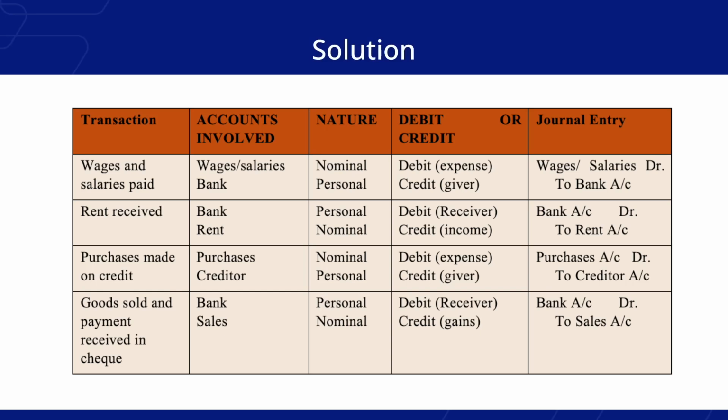In case of the transaction of purchases made on credit, the accounts involved are purchases and creditor. Purchases is a nominal account, whereas creditor is a personal account. As per the golden rules of accounting, we will debit the expense and credit the giver. Therefore, the journal entry would be purchases account debit to creditor account. With regard to the last transaction of goods sold and payment received by check, the accounts involved are bank account and sales account. Bank account is a personal account, whereas sales account is a nominal account. As per the golden rules of accounting, we will debit the receiver and credit the giver. Therefore, the journal entry would be bank account debit to sales account.